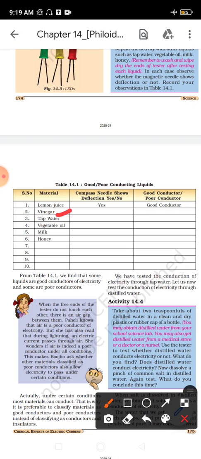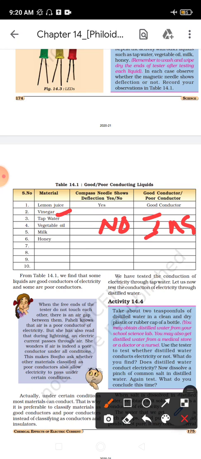Next, if we talk about tap water, it will also show the deflection. That means we have to write yes, but the deflection is not very much, so we have to write it as a poor conductor. Vegetable oil is not going to show the deflection. I think it will not show even a minute deflection, so we will say no, and it is an insulator.